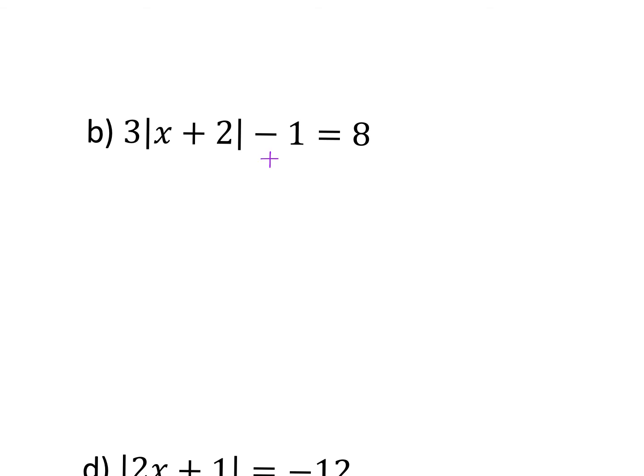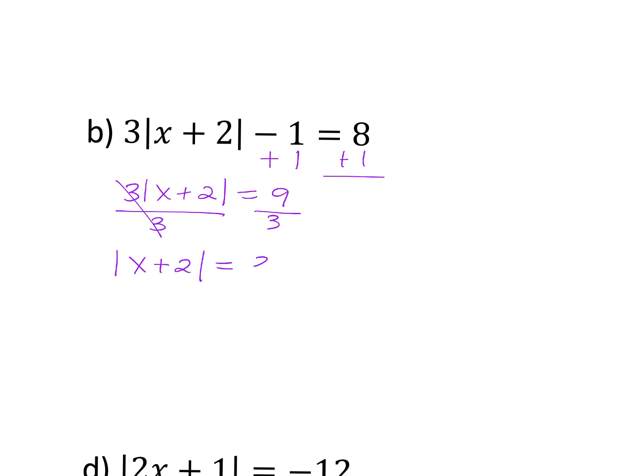Ooh. So add 1, we get 3 times the absolute value of x plus 2 equals 9. Then what? Divide by 3. Divide by 3 on both of those, and we get the absolute value of x plus 2 equals 3. Okay? Now it's isolated, right? So just make sure, maybe you write a big isolate next to the problem. You have to get absolute value by itself. Once you do, then what do you do?